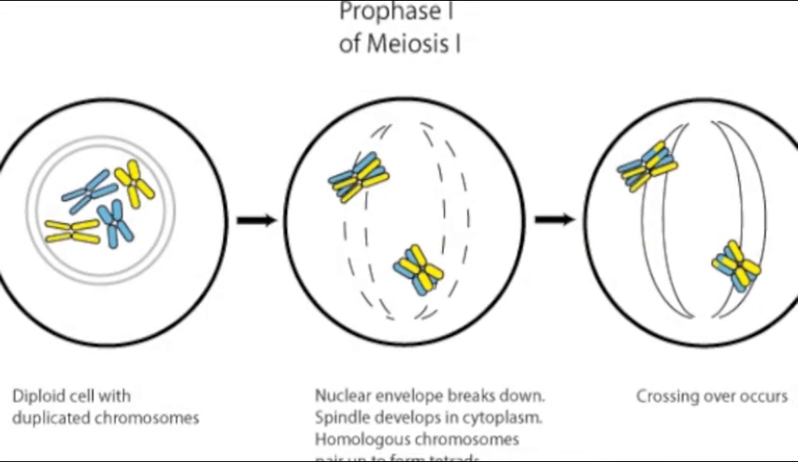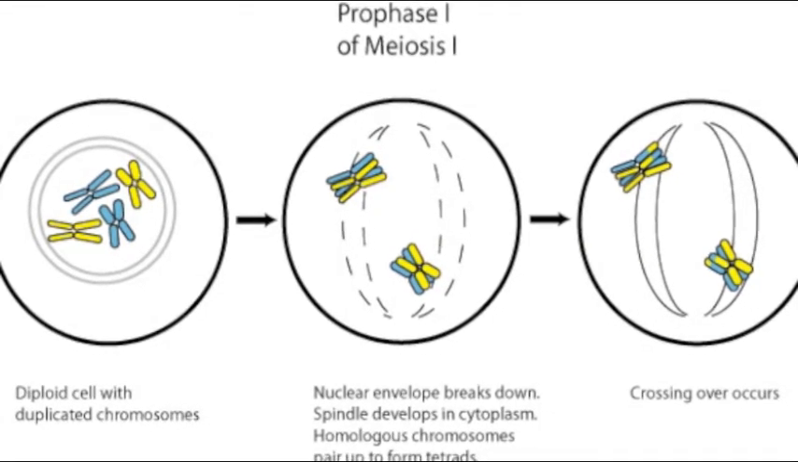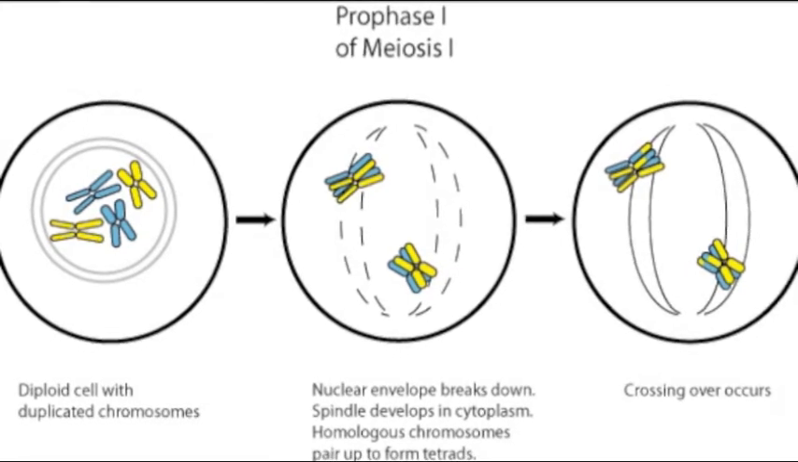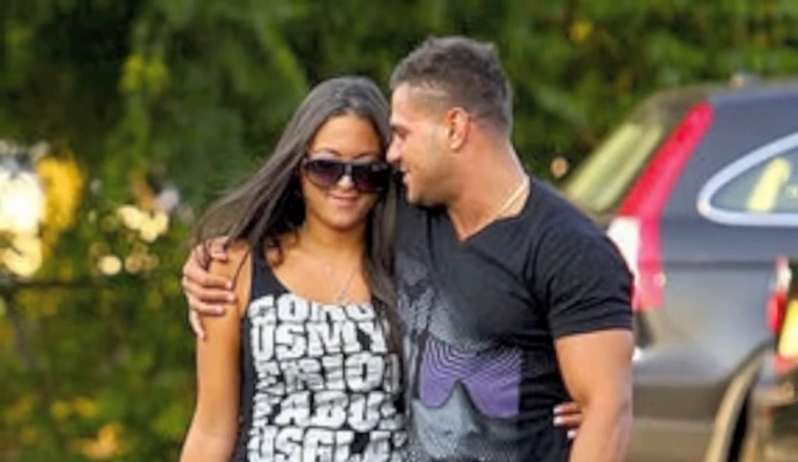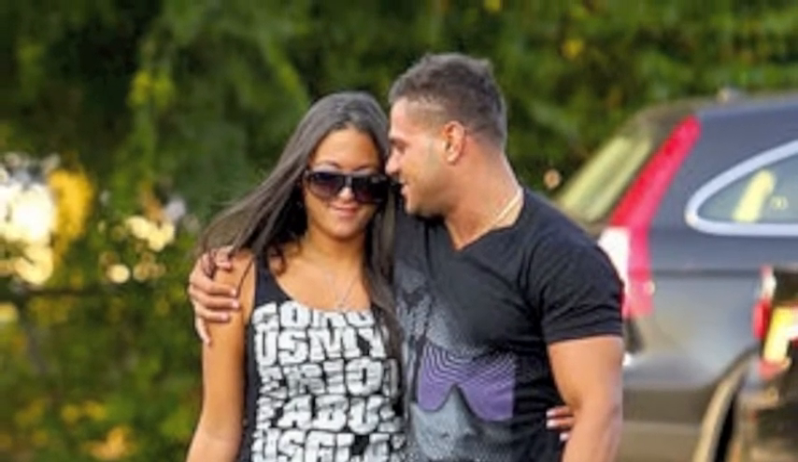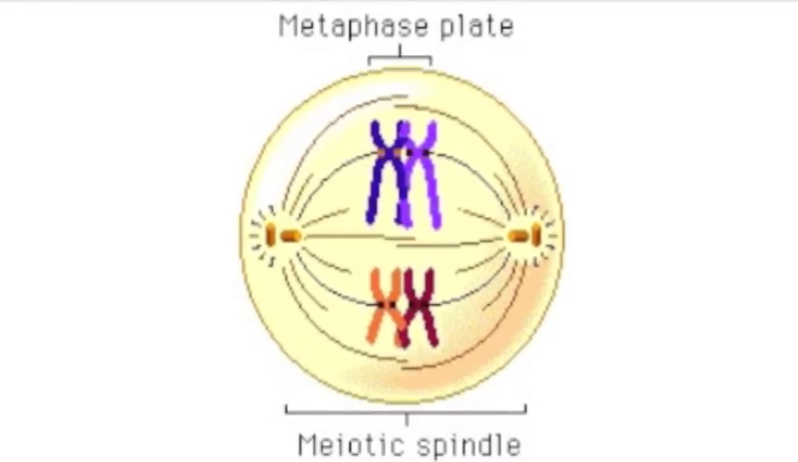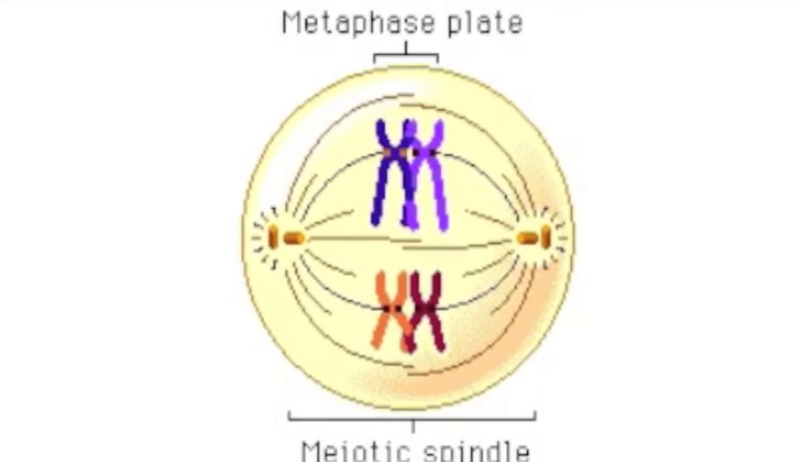These paired and replicated chromosomes are called tetrads. This is like the Jersey Shore cast mingling at the club. Just like a guy and a girl pairing up to start a relationship, pairs of homologous chromosomes line up on the metaphase plate with one chromosome in each pair facing the poles during metaphase 1.